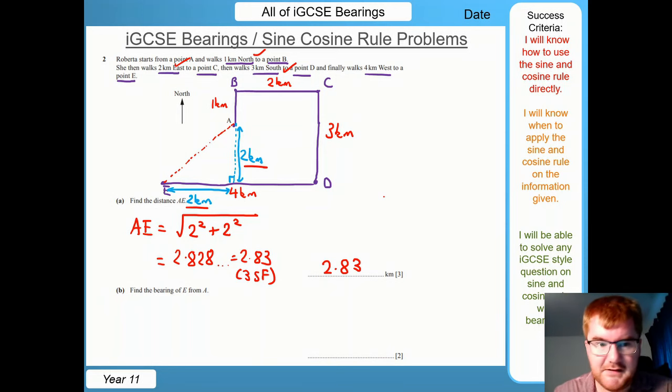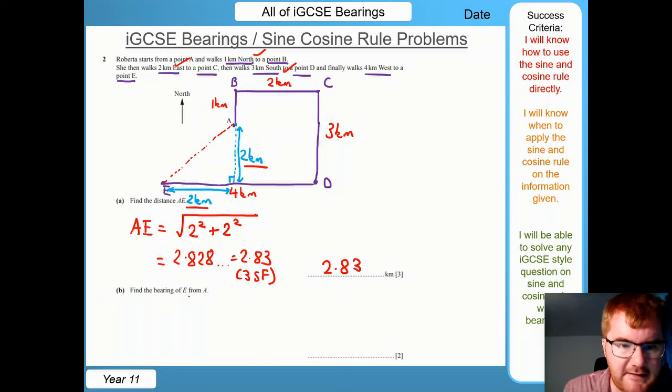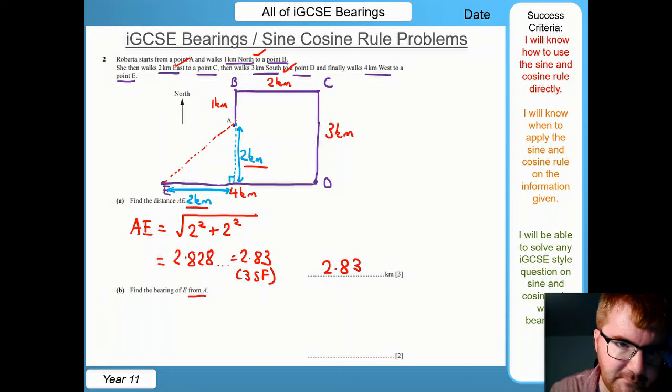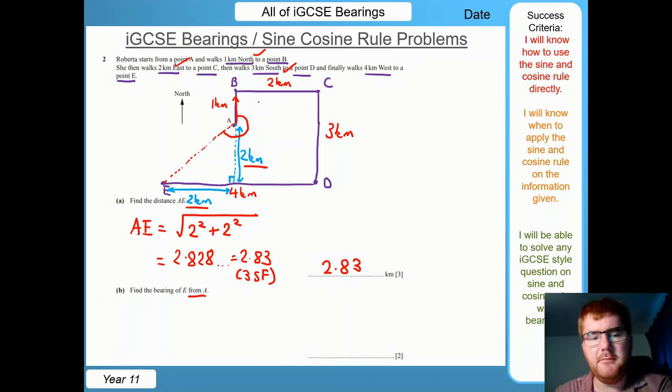Here it is. Find the bearing of E from A. Again, the key thing here is from A. That's very, very important. So this is A here. Now B is essentially our north line here anyway. And we want to go clockwise until we hit the line AE. So I'm going to go all the way round until we hit that line. And then we stop.